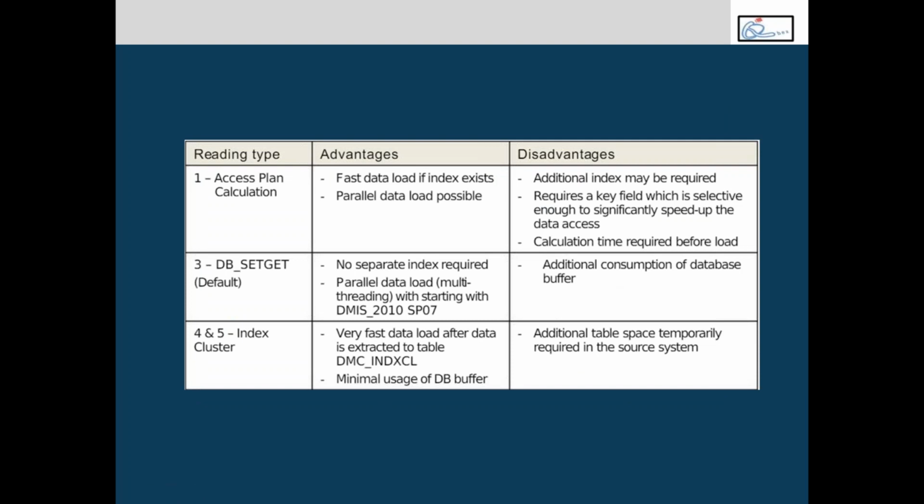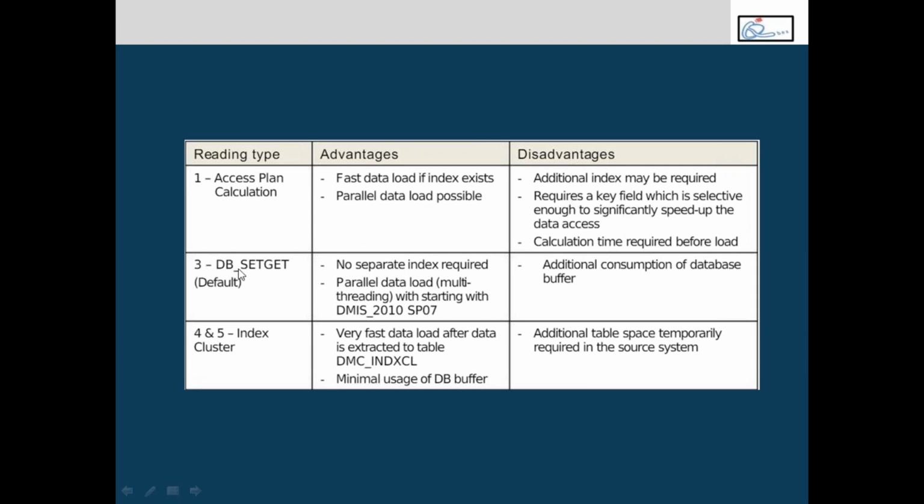Then there's something like performance options. It's not so critical, but while reading, we have different reading plans. While reading data from the source, it can go about reading in different reading plans. One is access plan calculations. When you use this, it is faster if there are indexes on the table, and we can also do parallel loading. But additional indexing is required.